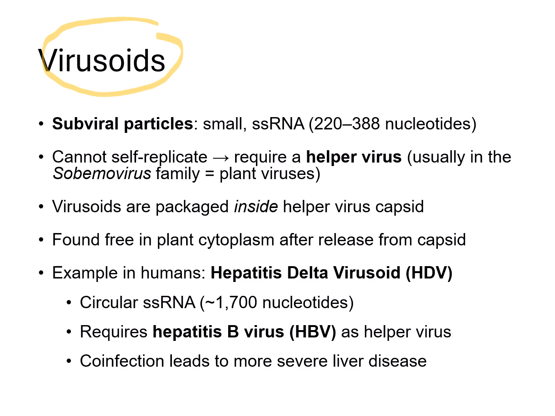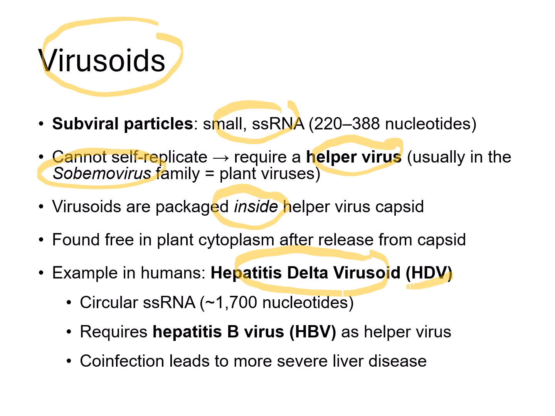Virusoids are similar but have an important difference. They are also small single-stranded RNA molecules, but they cannot replicate on their own. They require a helper virus in order to replicate. In plants, virusoids use sobemoviruses as their helper. So virusoids are different from viroids because virusoids are packaged inside a helper virus and require their help in order to cause disease. In humans, the best example of a virusoid is the hepatitis delta virusoid, or HDV.